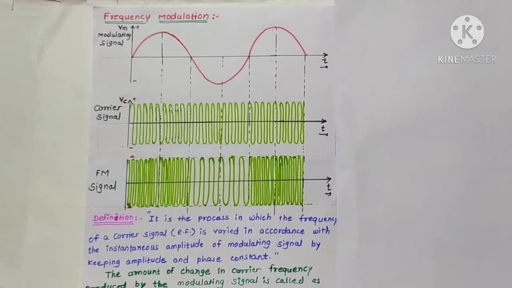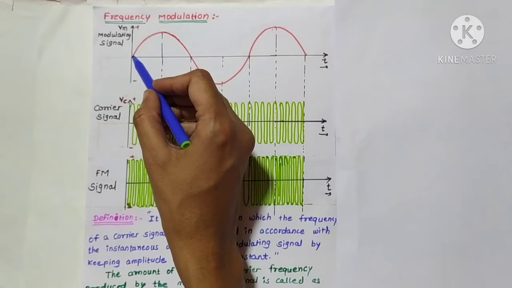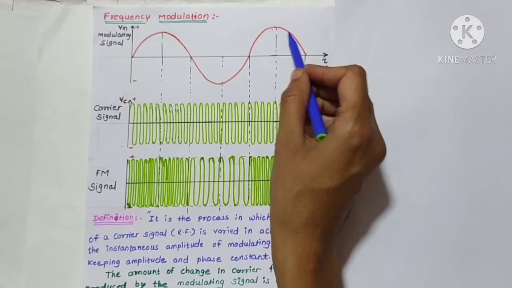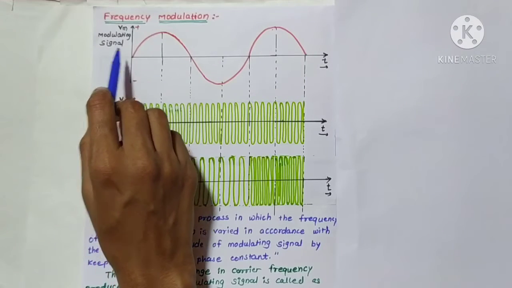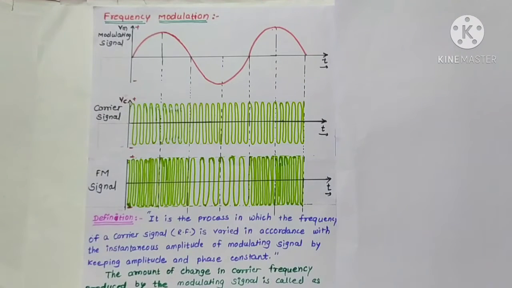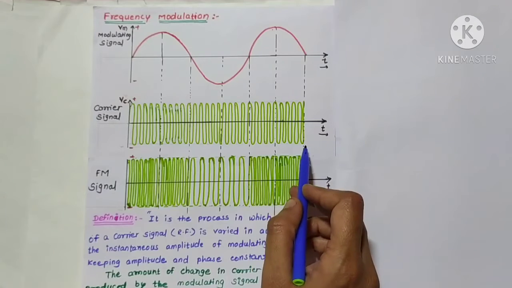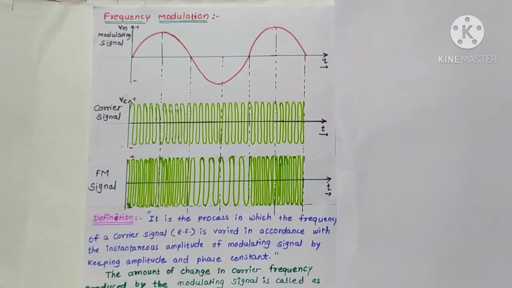Okay, here you can see this is the audio frequency signal, called the modulating signal. Okay students, it has a frequency range between 20 Hz to 20 kHz, which means this is the audio frequency range. Then this is a high frequency carrier having a frequency range of 20 kilohertz to 20 megahertz.